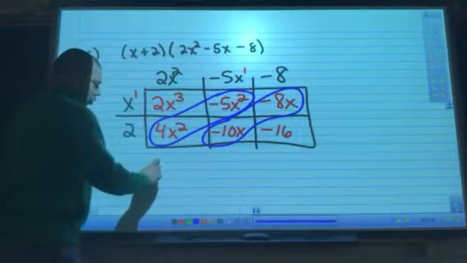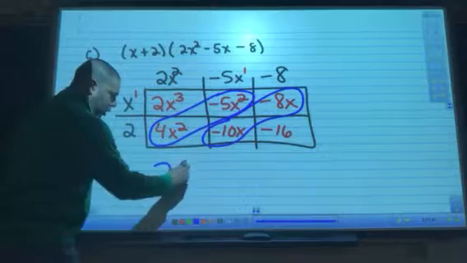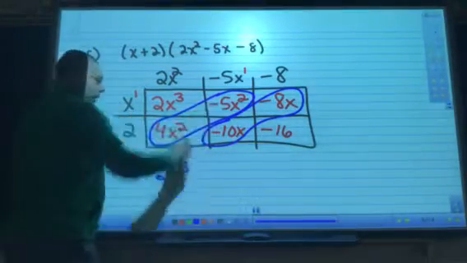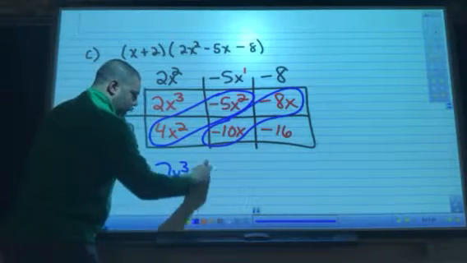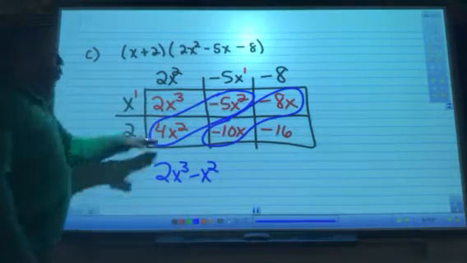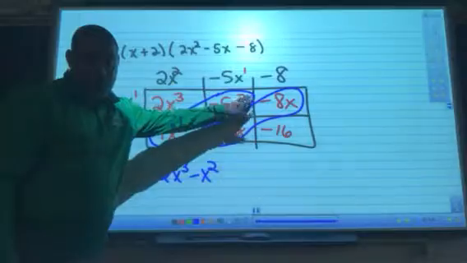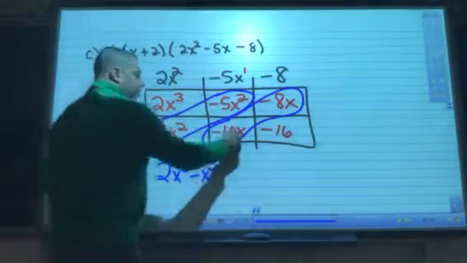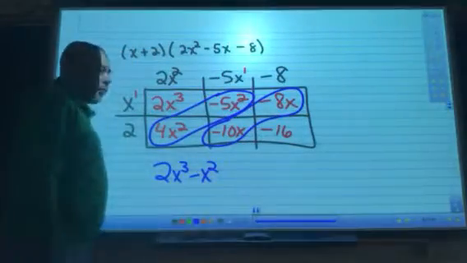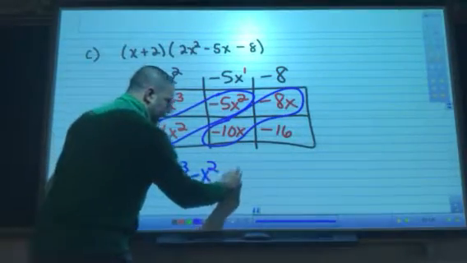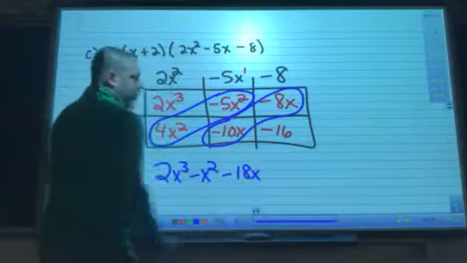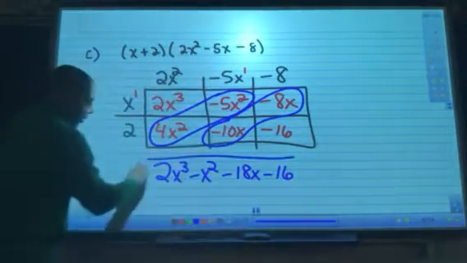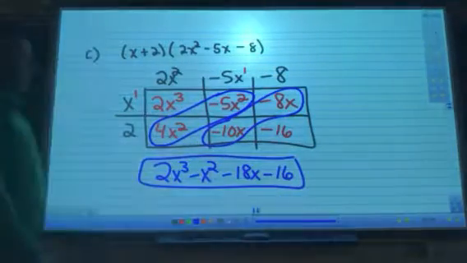The biggest exponent is 2x to the third, so I have 2x to the third. My x squareds get added up. 4x squared plus negative 5x squared is negative 1x squared. Then I have negative 10x plus negative 8x. Same signs add, keep the sign. So it's negative 18x. And then drop it like it's hot. And this would be our final answer.